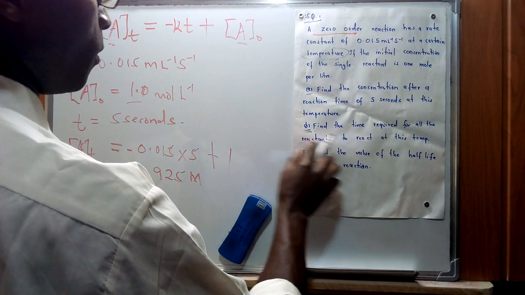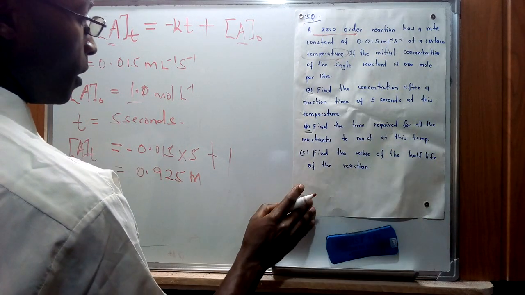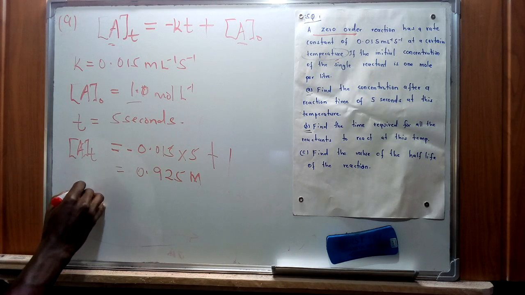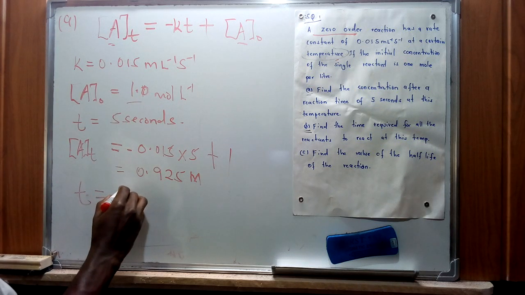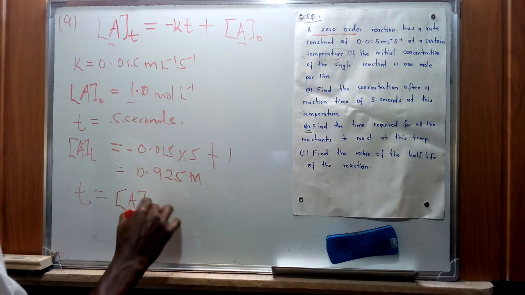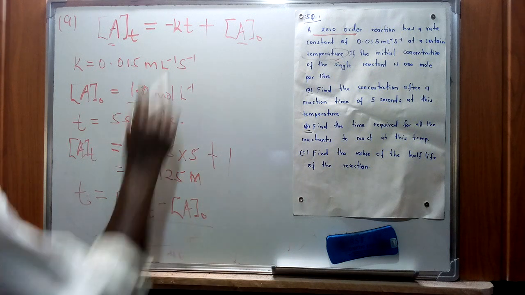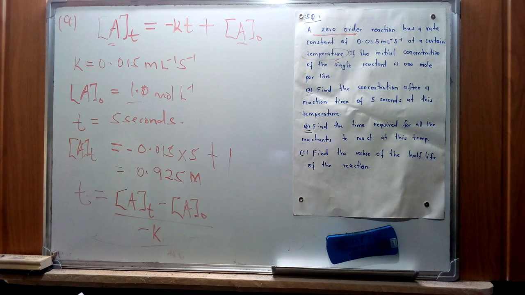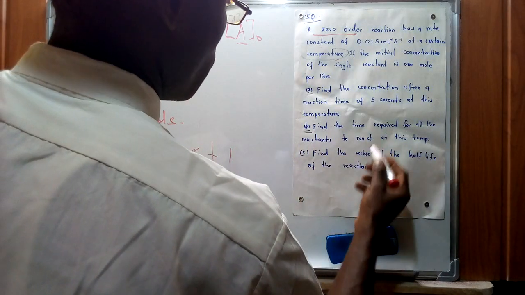Find the time required for all the reactants to react at this temperature. From this we can make time the subject of that formula by finding that t equals the concentration at t minus the concentration initial, divided by negative k. So that is going to give us the time required for all the reactants to react at this temperature.